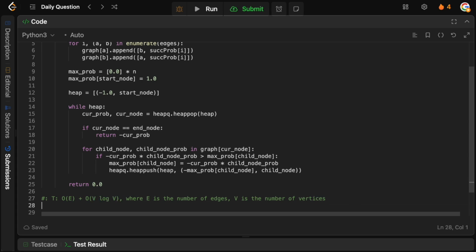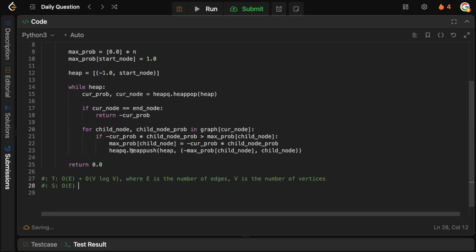And then for the space complexity, obviously we have big O of E. Again, we need to build the graph, so we need to store all of the edges in the graph. And then we have the heap, which is always going to store at most V elements, basically all of them. So that is your time and space complexity.